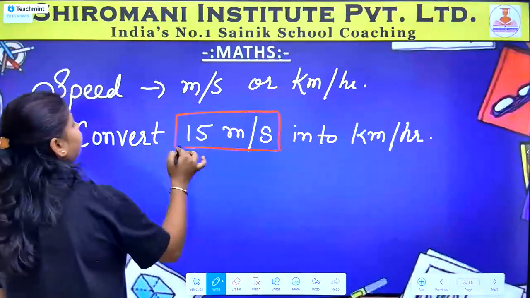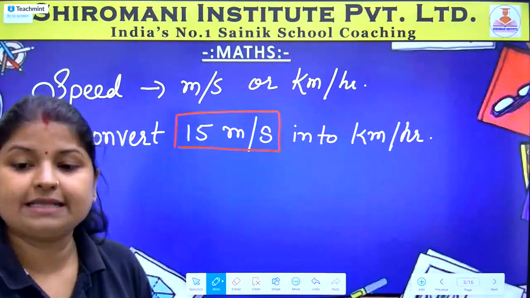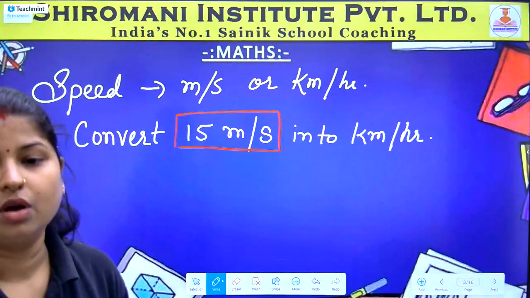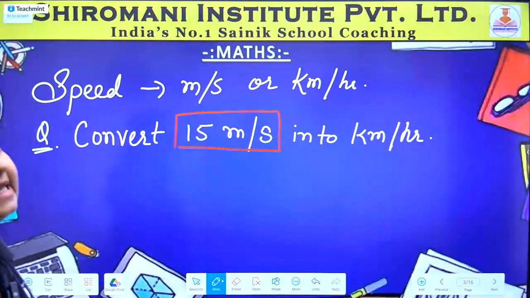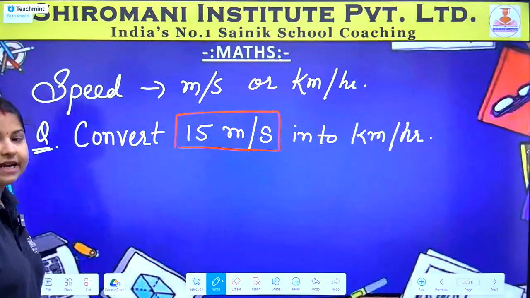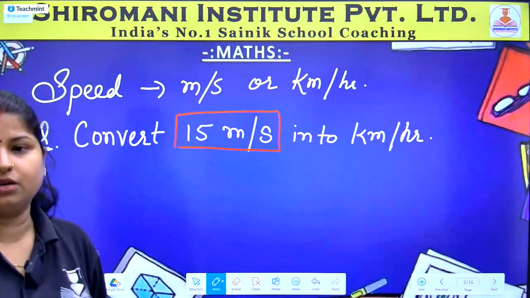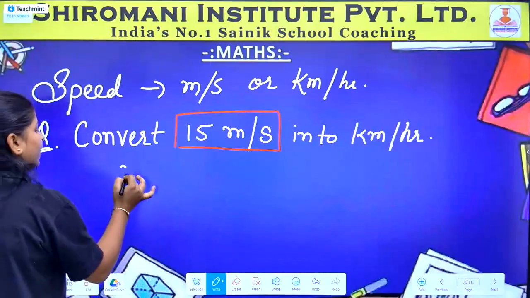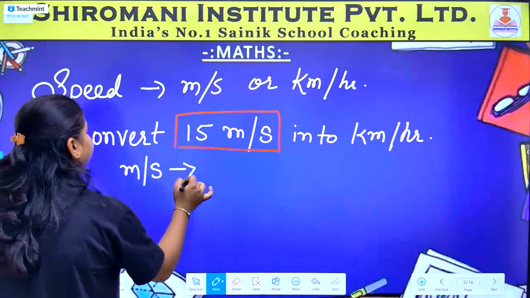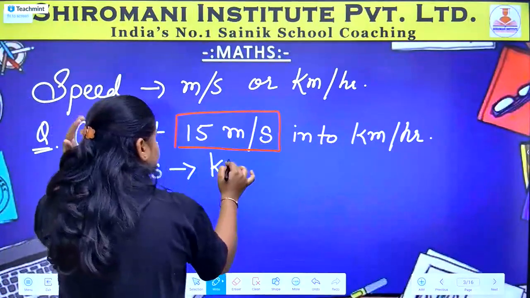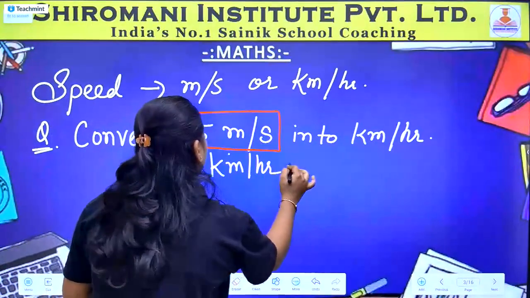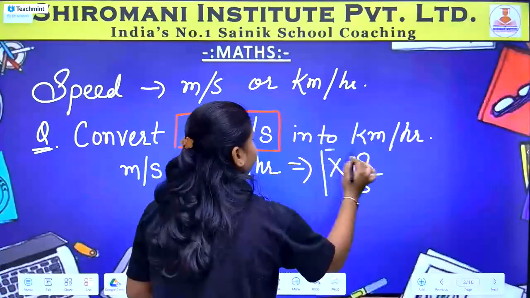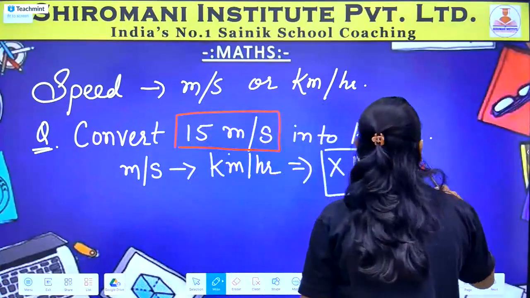The speed is given in what? Meter per second. And now you are being asked to convert this meter per second into kilometer per hour. What you will do? It's very simple and very easy. Whenever you have to convert meter per second into kilometer per hour, you will multiply that digit by 18 by 5. Okay, this is the short trick.